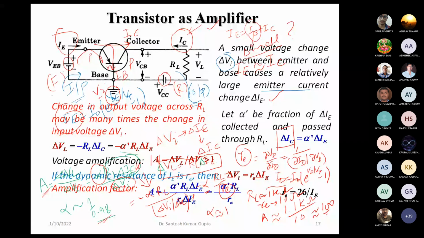The typical value of Re we have already seen is almost 26 upon IE. Vt we have seen was 26 millivolt. So 26 divided by IE, and here IE is in milliamperes. Okay, that's why it is having this nice shape.